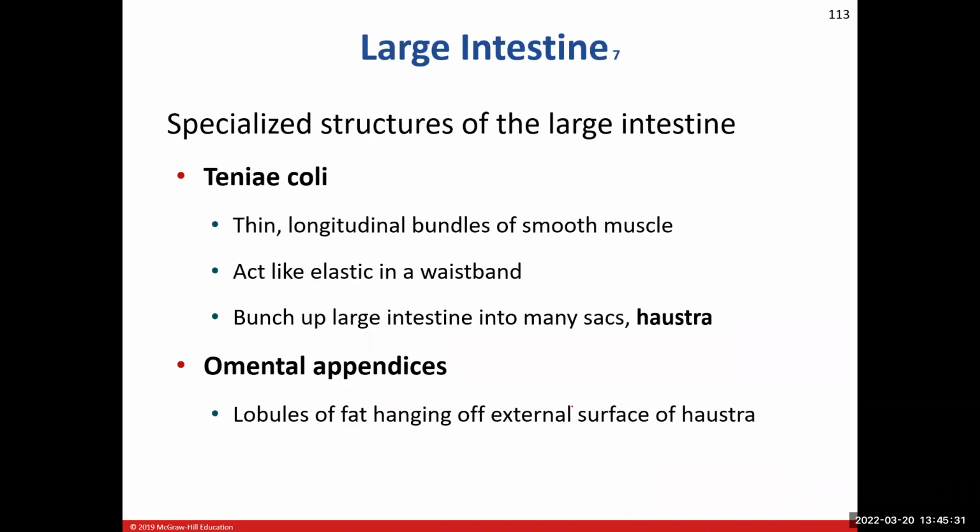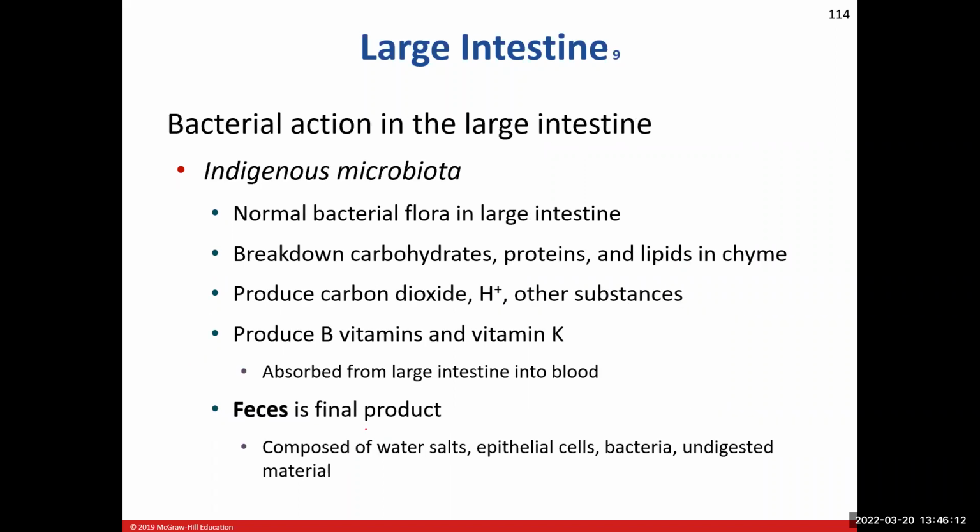So you heard me mention the tinea coli and the omental appendices on that picture that we saw just a few moments ago. The tinea coli are smooth muscle. And this smooth muscle is going to cause the intestine to appear to have these little sac-like structures called haustra. They're going to act like a waistband here, and we'll discuss their process, but it helps with the movement of the material through the large intestine. The omental appendices, like I was saying before, are just these lobules, these globs of fat that hang off the outside, the external surface of the haustra there.